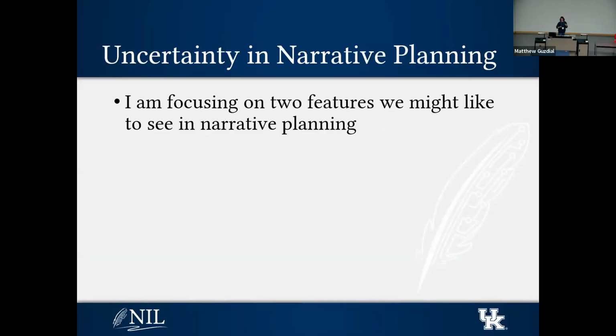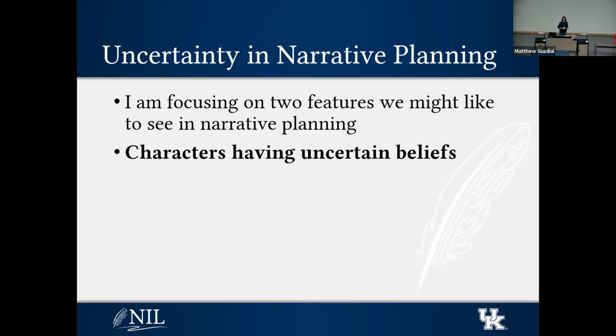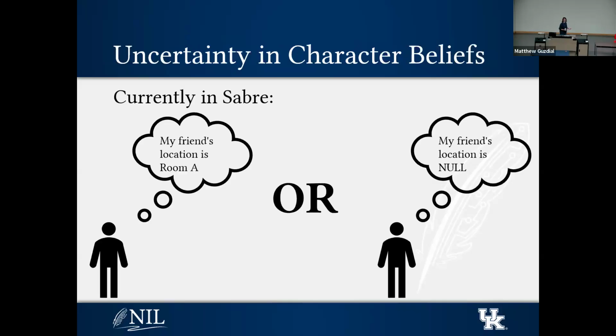As I said, we're looking at modeling uncertainty, and there are 2 big features that we might like to see in narrative planning. The first one is characters having uncertain beliefs. What we have in Sabre right now is you have to commit to one belief about something, or have no belief at all. So you might believe that your friend is in room A, or you might just believe that their location is null, in which case they don't have a location.